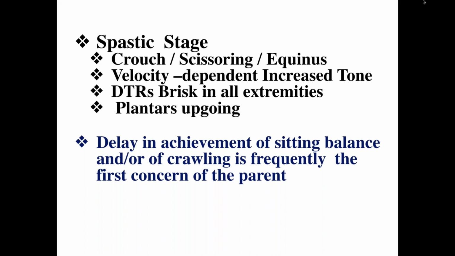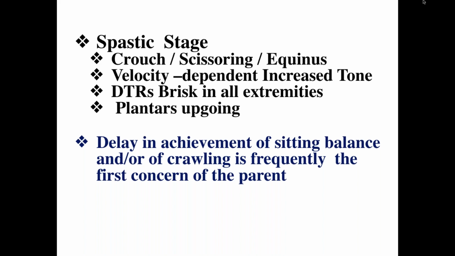This is followed by the spastic stage. This is the stage when you will be able to make out that yes, the upper limbs are now relatively spared. There is predominant involvement of the lower limb, wherein there will be scissoring, crouch gait or equinus. And now the tone also changes from a dystonic type of tone to a spastic type of tone, which we know is a velocity dependent increased tone. At this stage the reflexes also become brisk. Deep tendon reflexes become brisk, plantars become upgoing, and the tone changes to a spastic type of increased tone. This is the spastic stage when you will be able to say that yes, this child has diplegic CP and not quadriplegic CP.